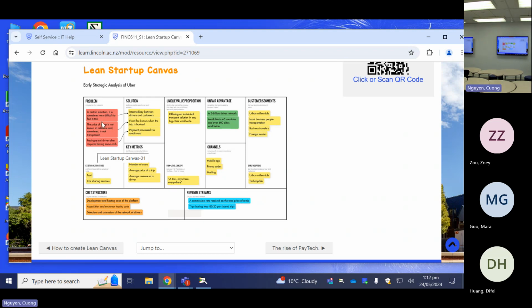And from the problem, remember that we will have solution. Remember that you need to outline one possible solution for each problem you presented in the first column. If you have one problem, possibly you can have more than one solution. But remember, normally we will list one problem, one solution. So here, for example, they have 3 different problems and 3 corresponding solutions.